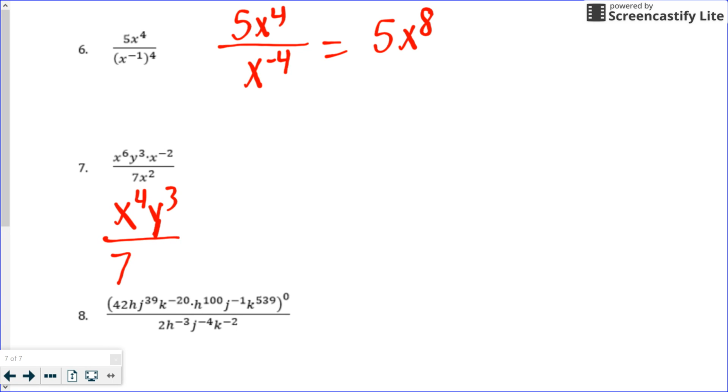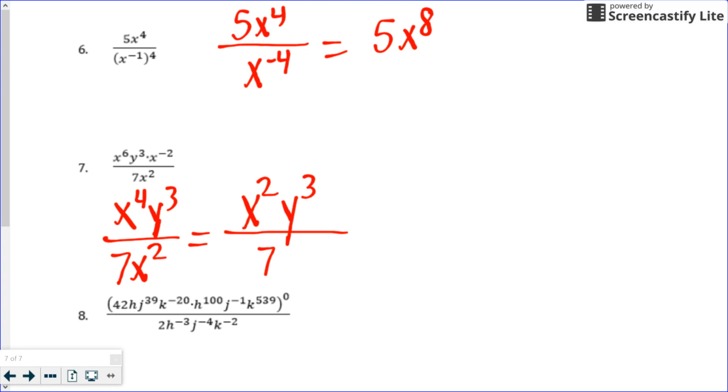And then on the bottom, I got 7x squared. Now the only thing I'm really dividing here are my x's, because the y didn't have anything to interact with, 7 didn't have anything to interact with. So for my x's, I've got x to the 4 minus 2. That's x squared. And then the y cubed stays alone, and the 7 stands alone.